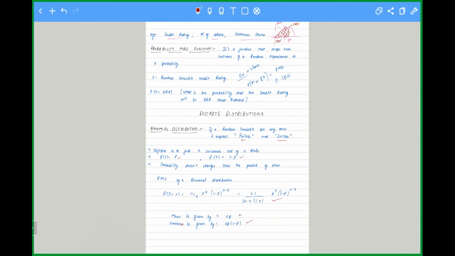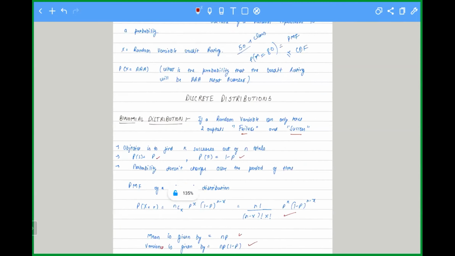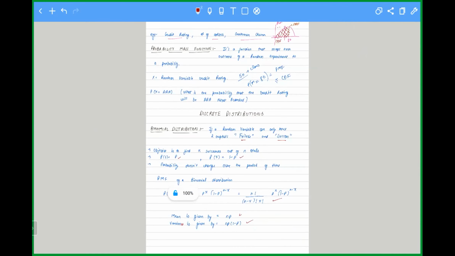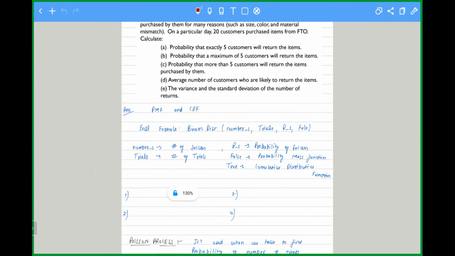Have you ever tried to implement binomial distribution using Excel formulas? Okay, today we are not going to implement, we are not going to put values in the formula. We are going to solve problems using Excel. But is binomial distribution clear to everyone? Yes. So moving ahead.